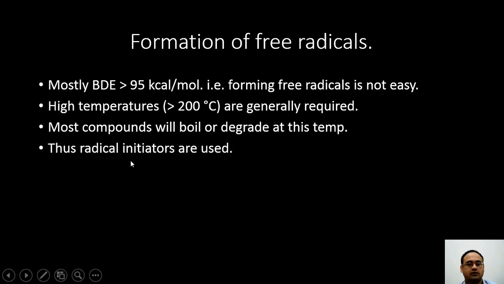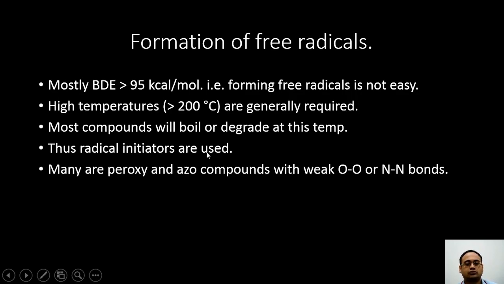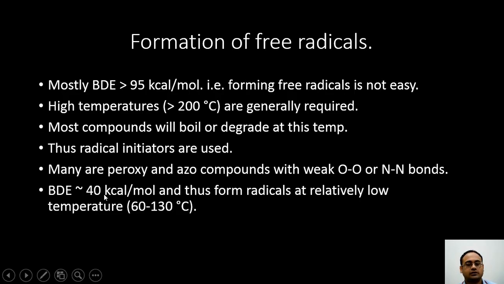Therefore to generate free radicals in a controlled fashion, we need a radical initiator. These are mostly peroxy or azo compounds which contain weak oxygen-oxygen or nitrogen-nitrogen bonds. And typically these bond dissociation energies are around 40 kilocalories per mole.